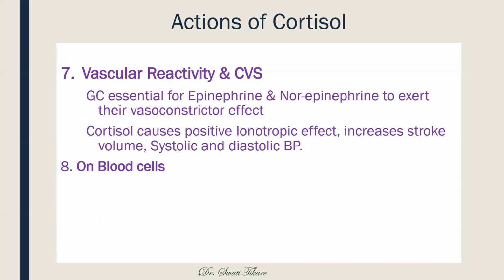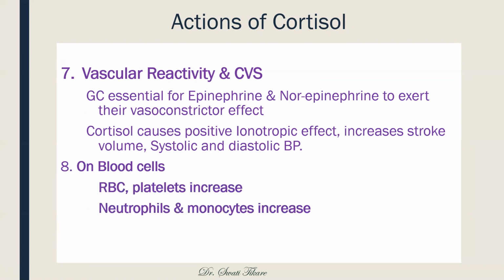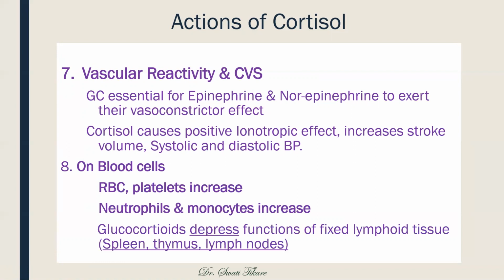On the blood cells, it has very different effects on the different blood cells. The RBC and platelet levels are increased, whereas among the WBCs the neutrophils and monocytes are also increased. The rest of the cells are actually decreased. Like you can see, lymphopenia occurs with cortisol if it is increased.